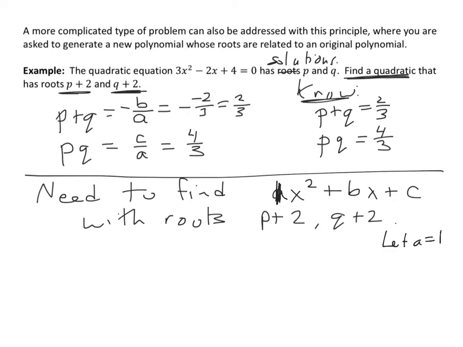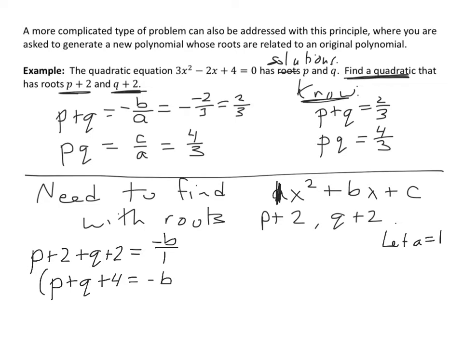The sum of my new roots would be p plus 2 plus q plus 2. The sum of those things has to be equal to negative b over a, but since we let a be 1, I don't even have a fraction here. This is nice. p plus q plus 4 has to be negative b. Now, you might be worried here because there are 3 unknowns. Does that mean I need 3 equations?